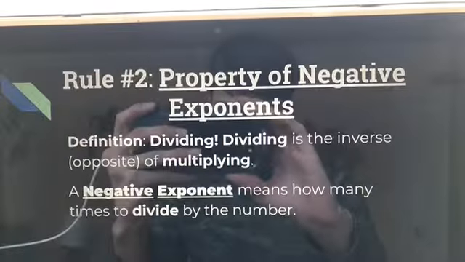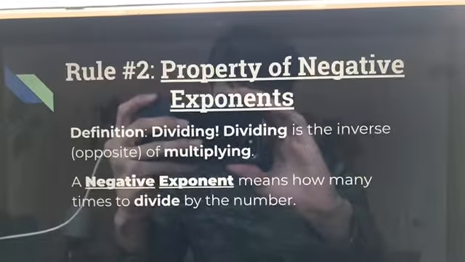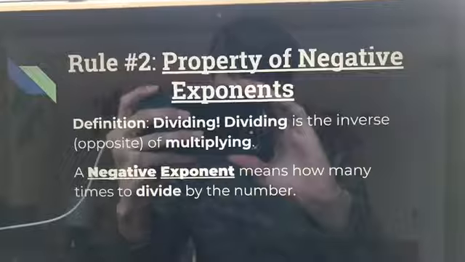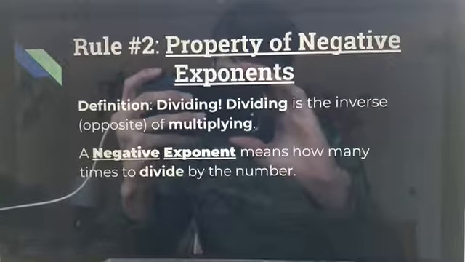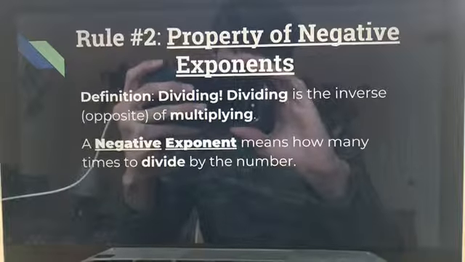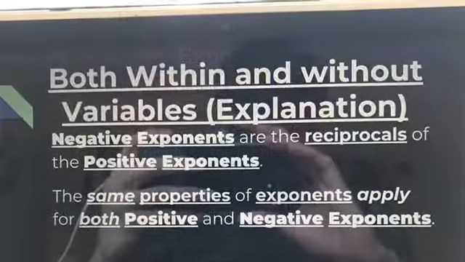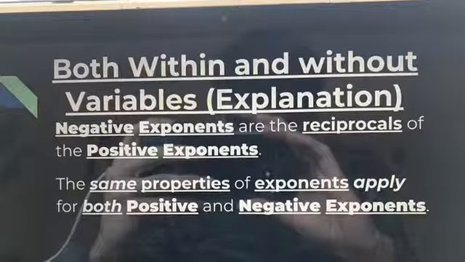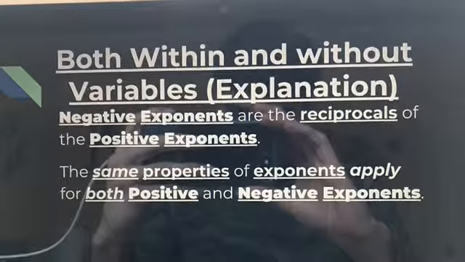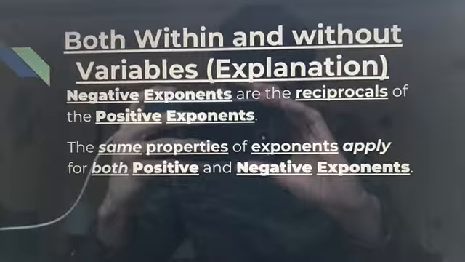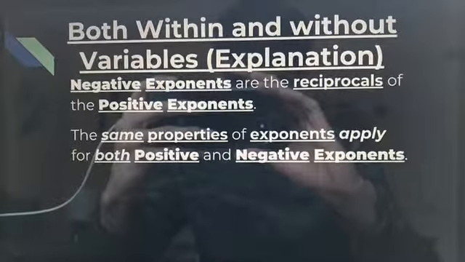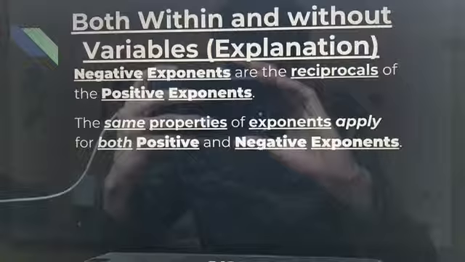Now we're on to rule number 2, property of negative exponents. Dividing. Dividing is the inverse or opposite of multiplying. A negative exponent means how many times to divide by the number. Explanation, both within and without variables. Negative exponents are the reciprocals of the positive exponents. The same properties of exponents apply for both positive and negative exponents.